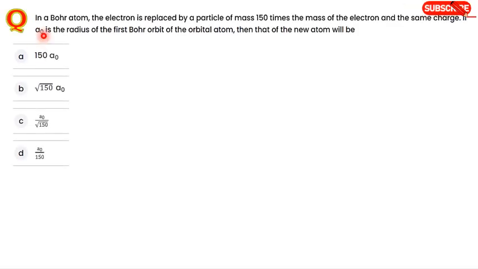The first problem of this session is about the Bohr atom model. In the Bohr atom model, the electron is replaced by another electron which has a mass 150 times greater than this one, and which has the same charge. The radius of the first electron here is A0. What is the radius of the new atom? The only change here is the mass. For the first electron the radius is A0. For the 150 times greater mass, what is that radius?